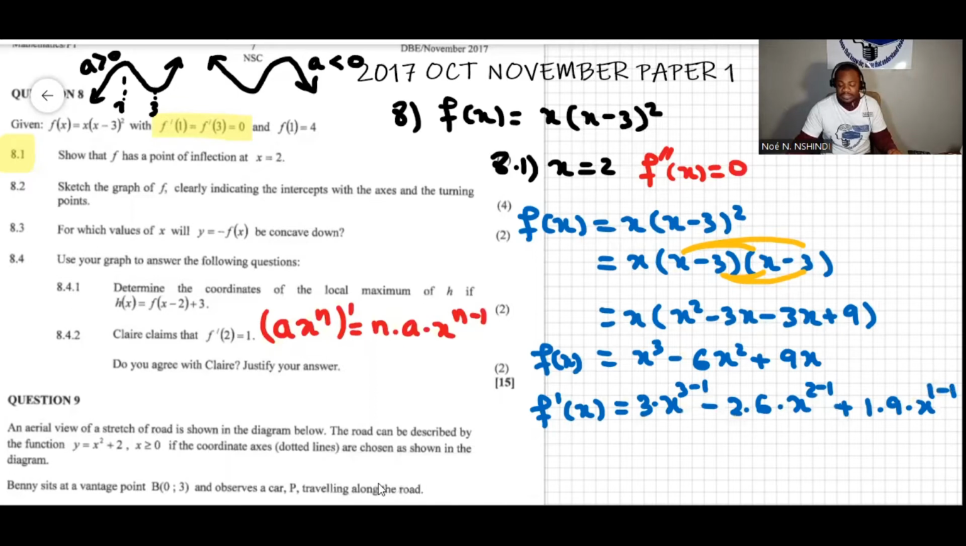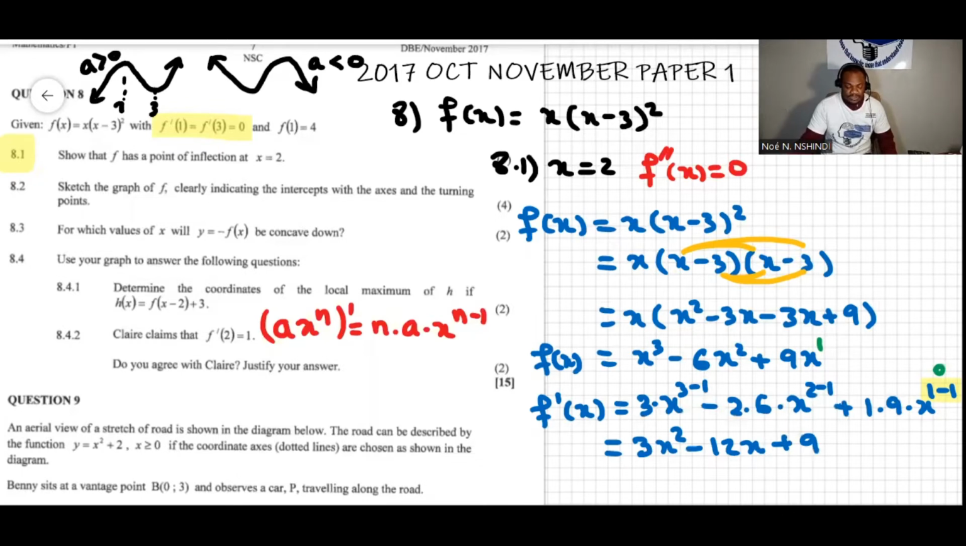Here, there is an invisible power of 1, okay? So this will be equal to 3x to the power of 2 minus 12x, and then plus 9x to the power of 0. Over here, 1 minus 1 is 0, and then x to the power of 0 will be 1, and then the first derivative will be this.